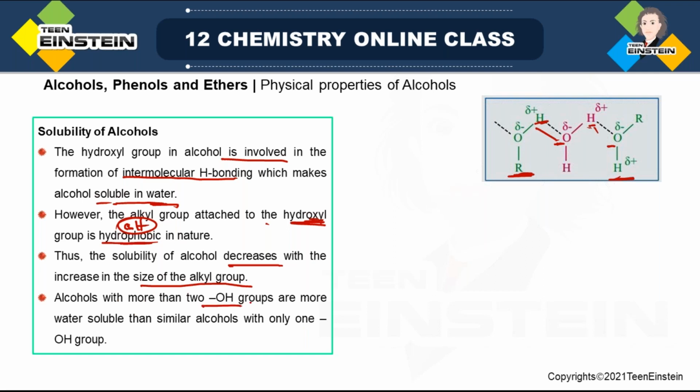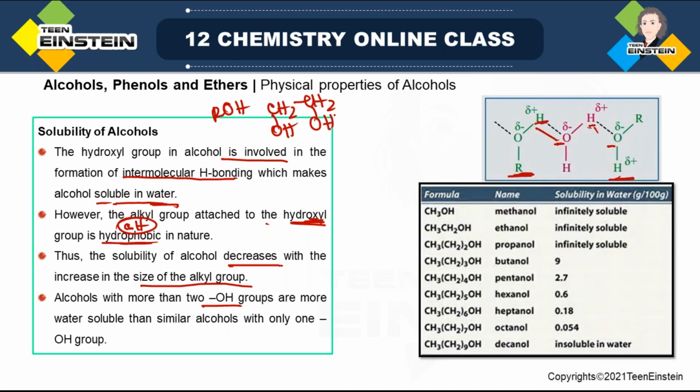Alcohols with more than two OH groups are more water soluble than similar alcohols with only one. So if you are comparing an ROH type of molecule and, suppose, ethylene glycol, then obviously ethylene glycol will be more soluble, because with an increase in OH groups, hydrogen bonding will increase, so solubility will also increase. So now focus on this point. Solubility of alcohol decreases with increase in size of alkyl group.